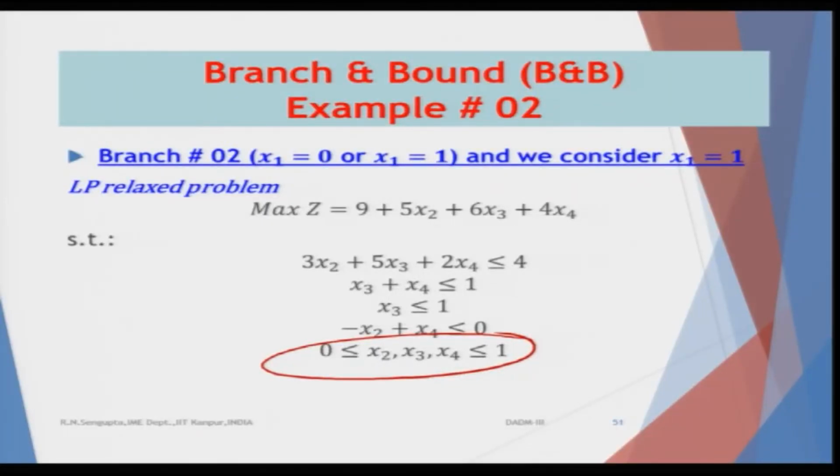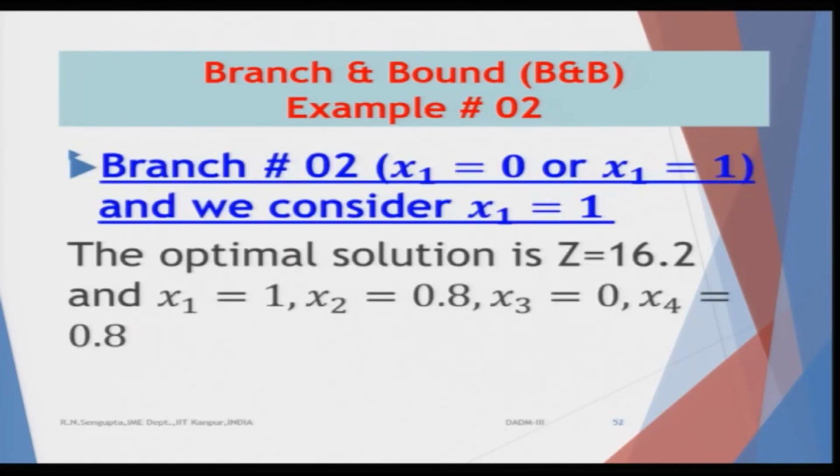I am using the word technique, but it would not make much sense to try to highlight it, because we would not be able to draw the diagram. We are now solving a problem in the 3-dimensional case where it is x2, x3 and x4. So, this is the second branch on the bottom part, which I will highlight. The optimum solution comes out to be z is equal to 16.2. x1 is 1 already, x2 is 0.8, which is fine in the linear case, not in the binary case. x3 is 0, which is fine, x4 is 0.8, which is not okay, because in the binary case it should be 0 or 1.